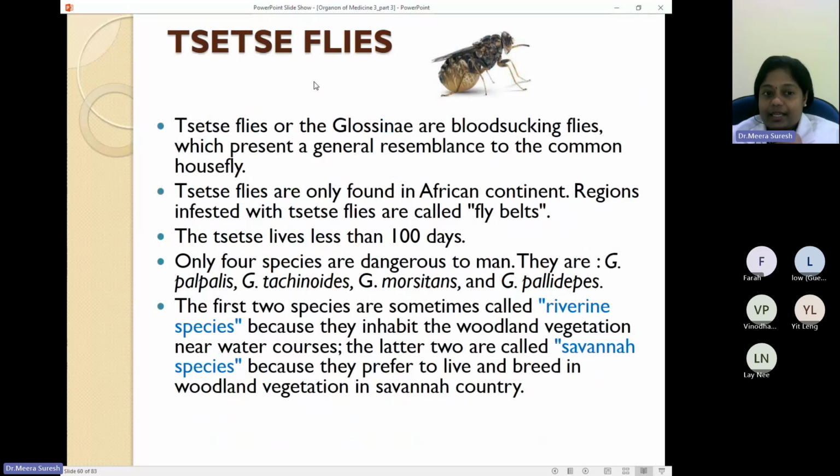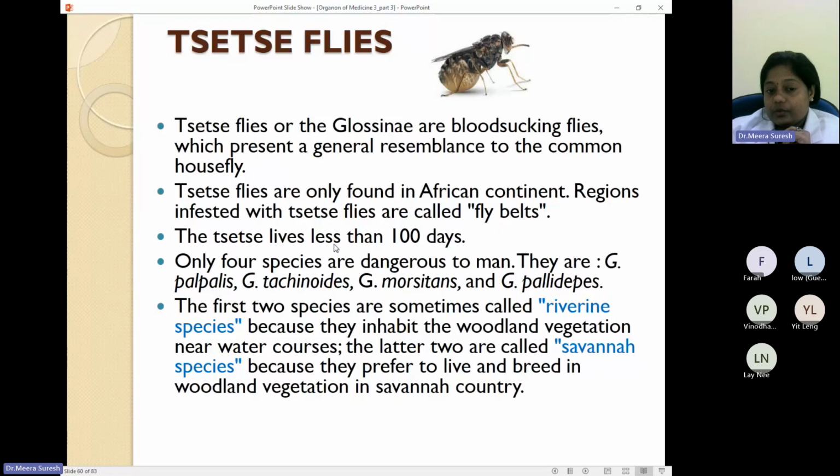The next one is tsetse flies, or Glossina. So always remember the other names also. In the case of sandflies, the other name was phlebotomus, and for tsetse flies, it is Glossina. They are blood sucking flies, and they resemble the common housefly. The tsetse flies are usually found only in the African continent, and there is a belt or region where this is commonly seen. The regions infested with tsetse flies are called fly belt.